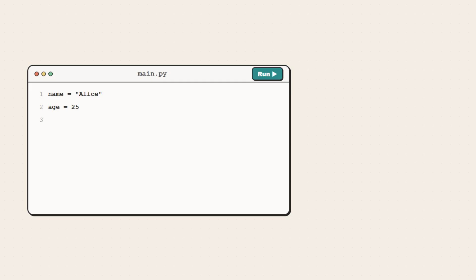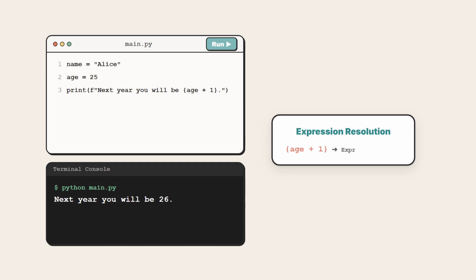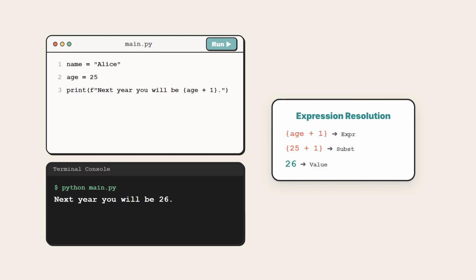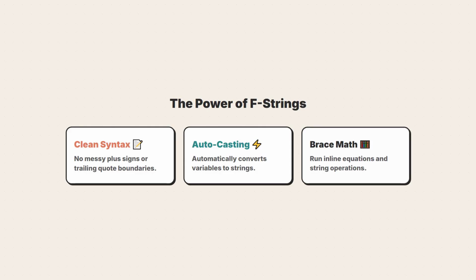You can also run simple code inside the curly braces, like math. Let's write print F next year you will be age plus 1. Run the program. The output is next year you will be 26. Python executes the expression inside the braces and prints the result. F-strings are the easiest and most readable way to combine text and variables in modern Python.